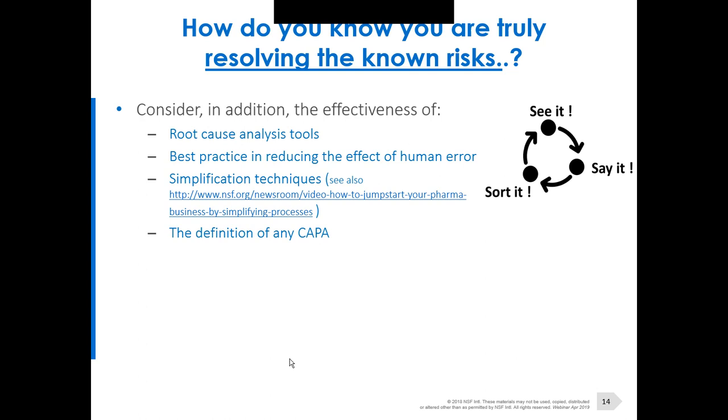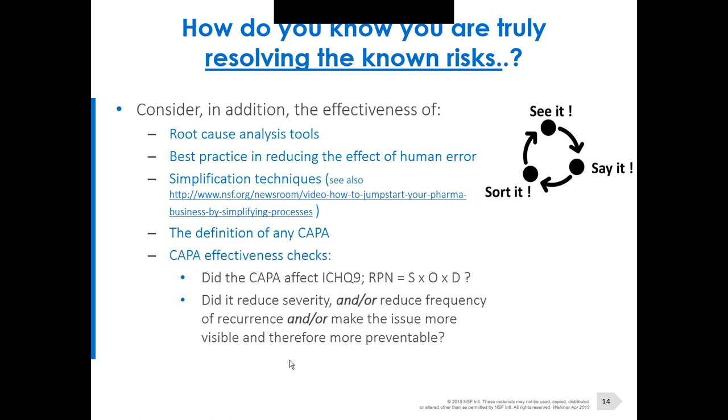Obviously, you want to be sure that you've defined the CAPA in a very clear and objective way, and you want to have some form of CAPA effectiveness checks that show that you've reduced severity, or you've reduced the frequency of recurrence, or you've made that issue more visible and therefore more preventable. And the little equation there of risk probability number found in ICH Q9 is a very good way of showing whether the CAPA that you've performed has actually been successful for the long term.